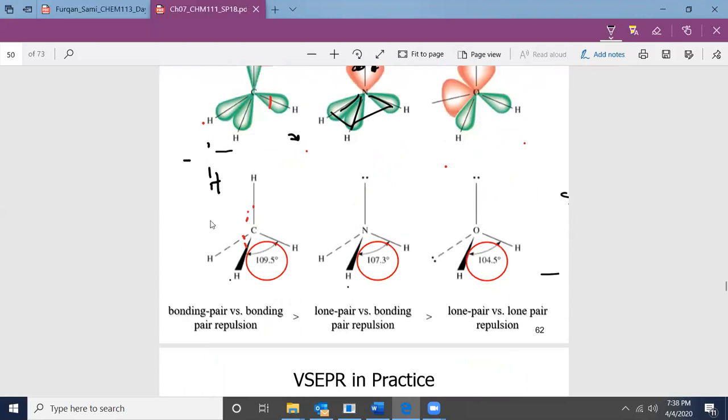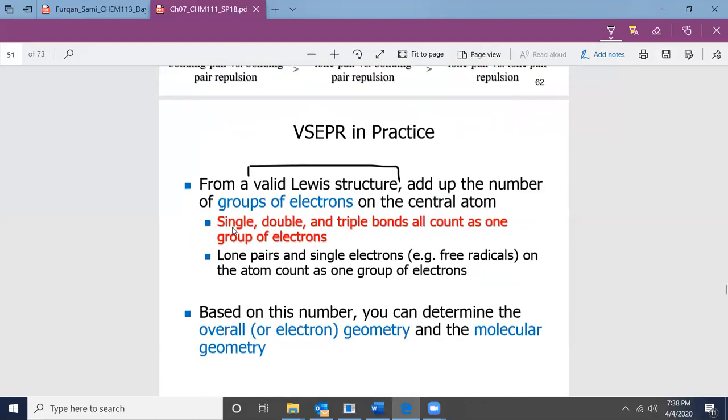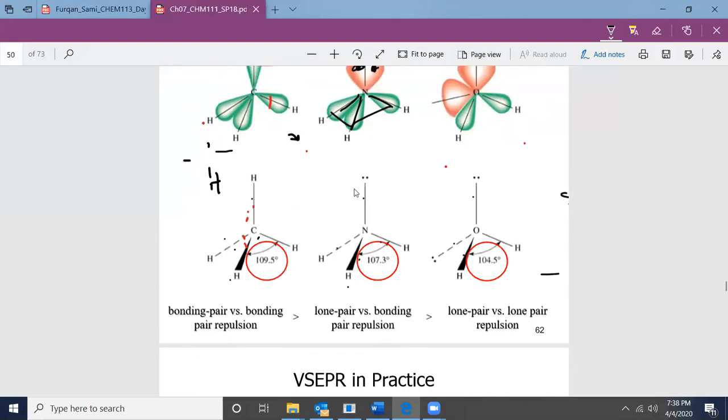As I was counting around how many total valence electron groups, irrespective of shared pair of electrons or a lone pair of electrons, I'm just going to look for the total number of electron groups. So the total groups of electrons are 1, 2, 3, 4. 1, 2, 3, 4. 1, 2, 3, 4. So all of them have 4 electron groups. What is different is the lone pairs versus the shared pairs of electrons.